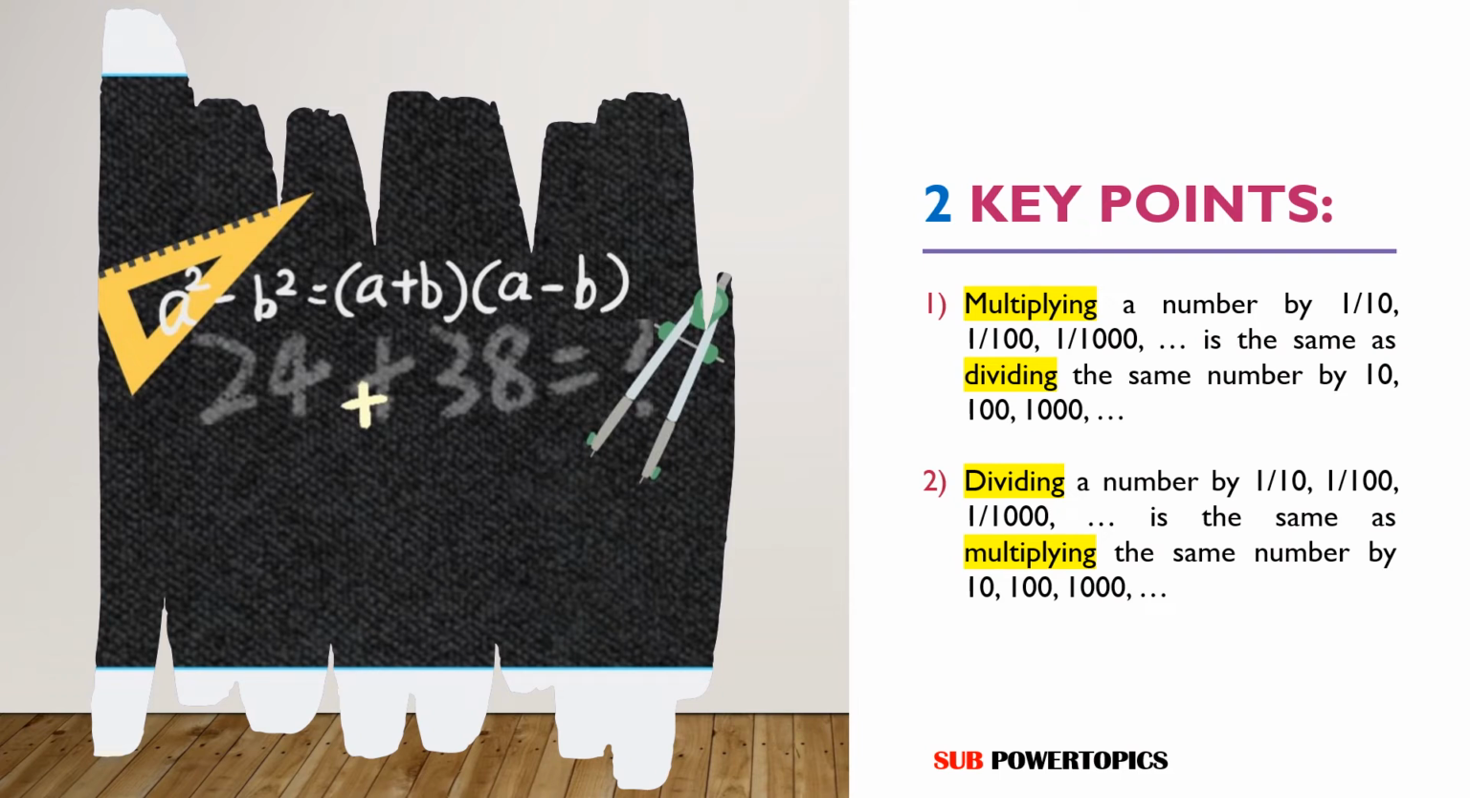Before we move on to our exercises, there are two important key points to remember. Number one, multiplying a number by 1 over 10, 1 over 100, 1 over 1000, and so on is the same as dividing the same number by 10, 100, 1000, and so on. Number two, dividing a number by 1 over 10, 1 over 100, 1 over 1000 is the same as multiplying the same number by 10, 100, 1000, and so on. Let's look at some examples.